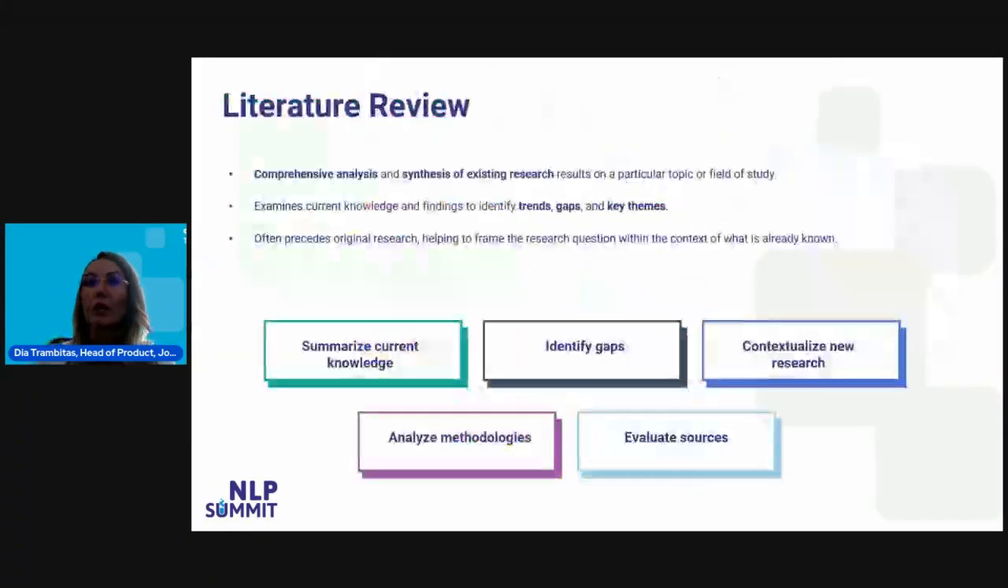A literature review is an analysis and synthesis of existing research and publications on a particular topic or field of study. It involves examining the current knowledge and findings to identify trends, gaps, and key themes. In academic and professional settings, usually the literature review precedes the original research, and it helps to frame the research question within the context of what we already know.